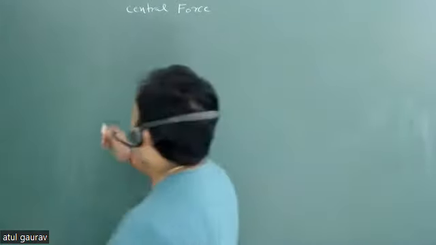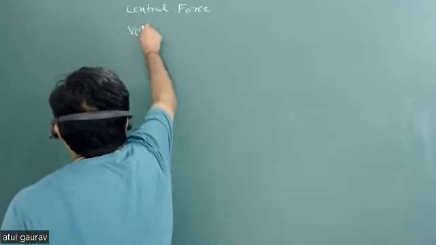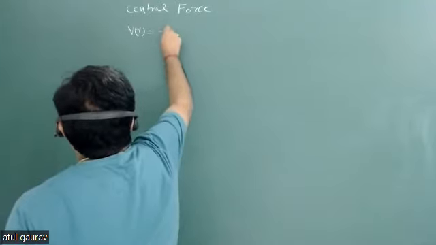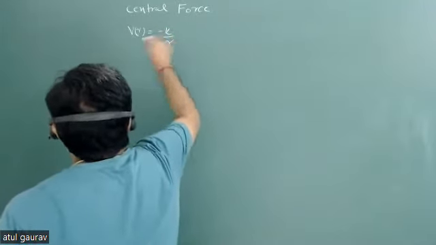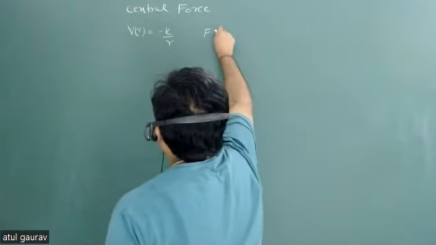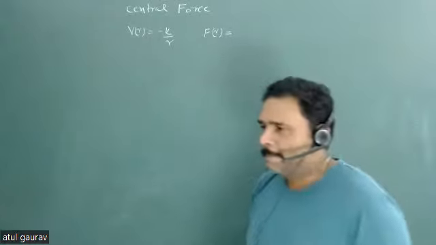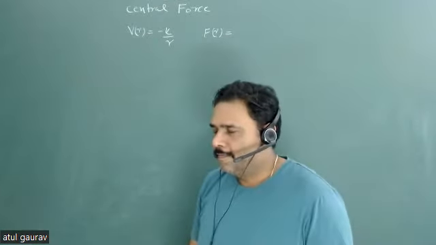So if I am talking about the Kepler potential, the potential V(R) is nothing but minus K upon R. And what will be the force? Can anybody tell me what the force is? Minus del V over del R.